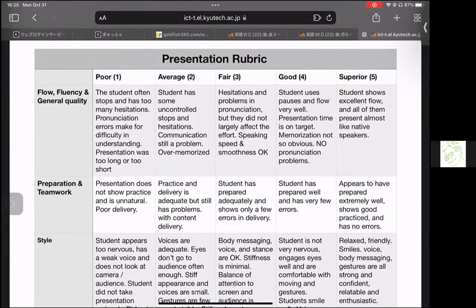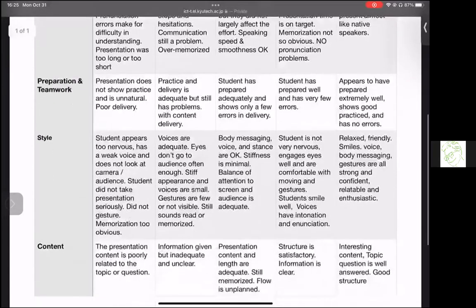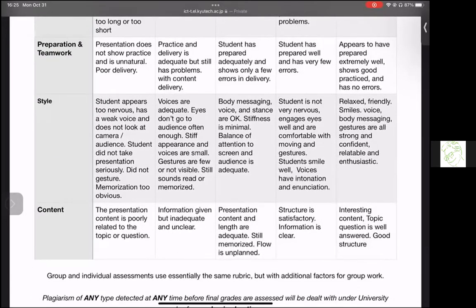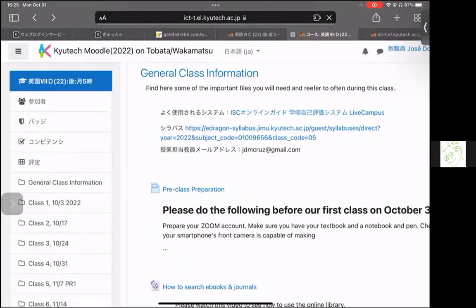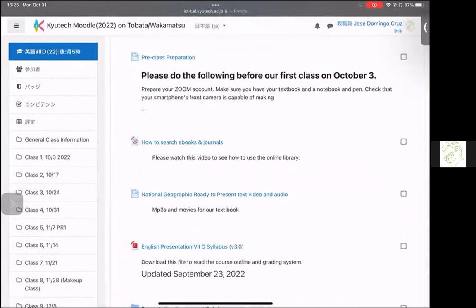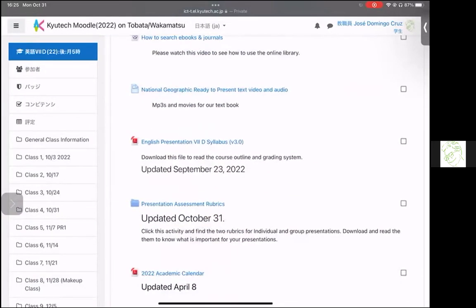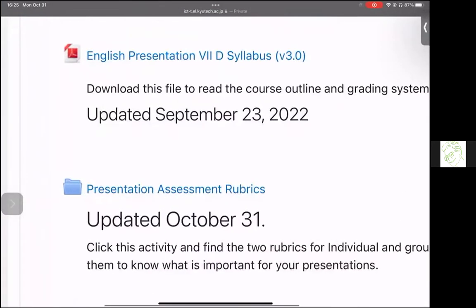And you have to watch and practice that you move well through the presentation. Then the rest of it is content. What did you say? How did you say it? That's content. But if you're thinking this is about English, it's only 25% about English. Okay, I want you to check that out. That is in the general class information under presentation assessment rubrics, right there, updated October 31st. And I'll make a new version tonight because I found a small mistake in there.